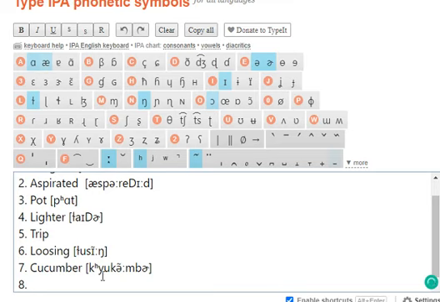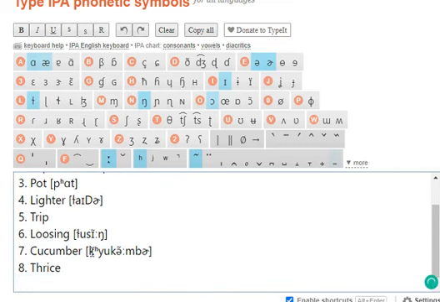Okay, we're going to skip the word thrice, because in that word we have a special symbol that we don't have in this keyboard. So the word number 9 is finger, right? Finger. So let's transcribe it. Finger. Square bracket. Then we have the f sound, right? Then we have the I sound, which is this one. And after that vowel sound, we have a nasal, right?